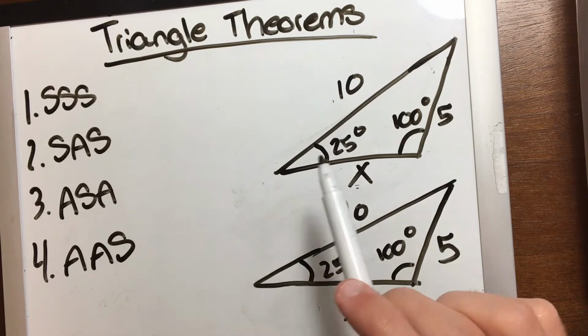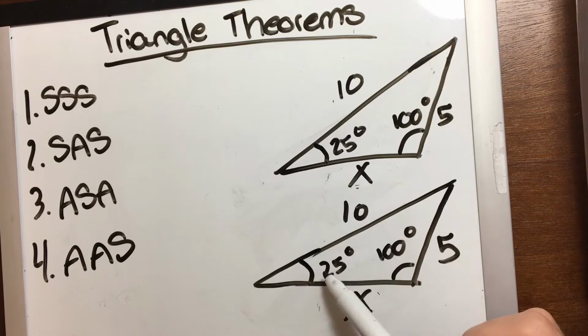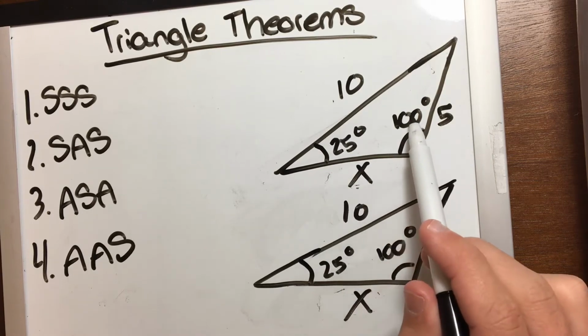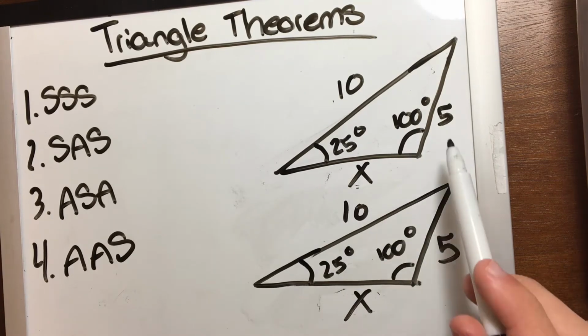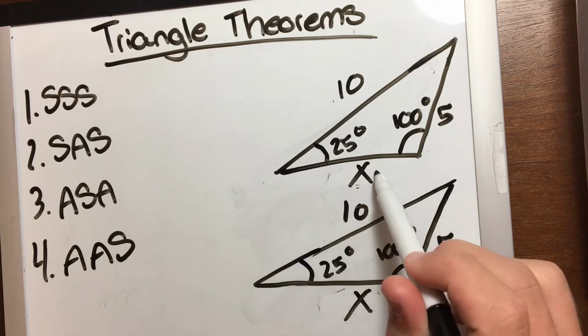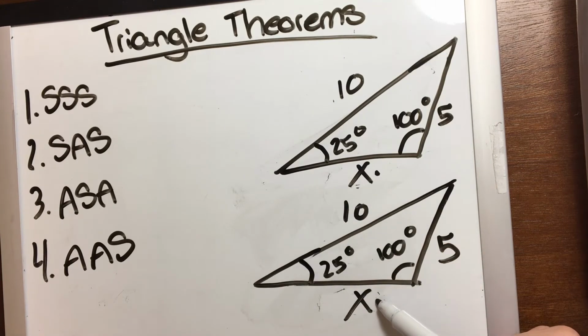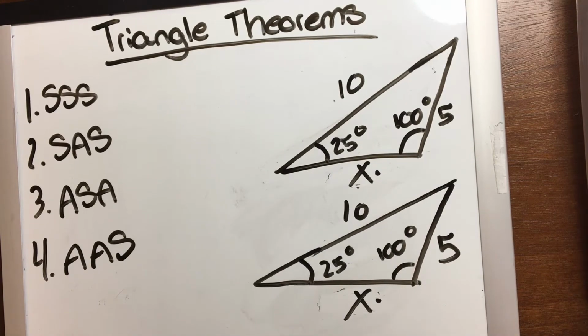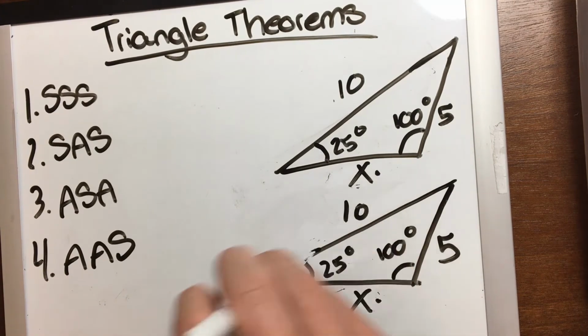So for example, we have one here, 25 degrees, and here's 25 degrees. We have 100 and 100, and now we have 5. So even though we don't know what this value is on both triangles, we know that both are congruent because of the angle angle side theorem. So let's do some practice problems.